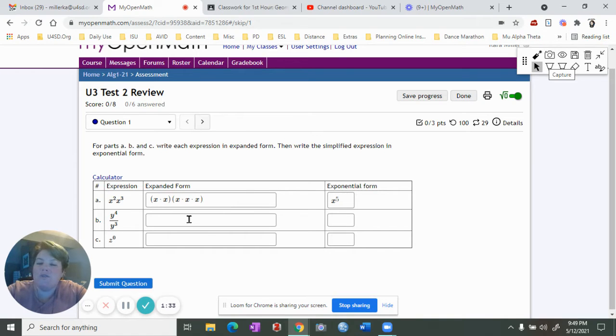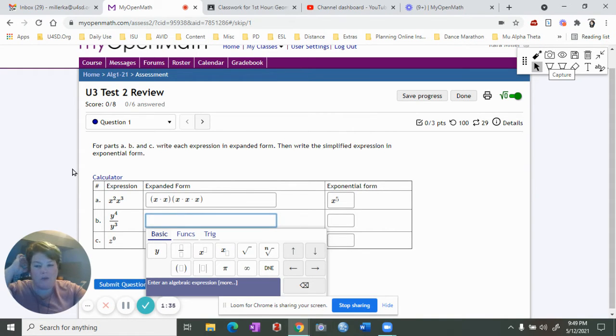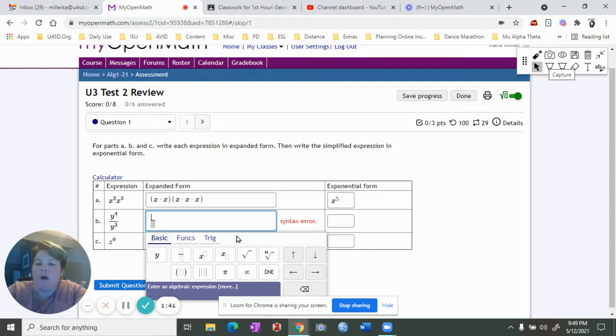Okay, do the same thing for part B, only we are expanding in the numerator and in the denominator. So we need our fraction. y to the 4th means I'm going to do y times y times y times y, I have 4 of them. And then y to the 3rd means y times y times y, 3 of them.